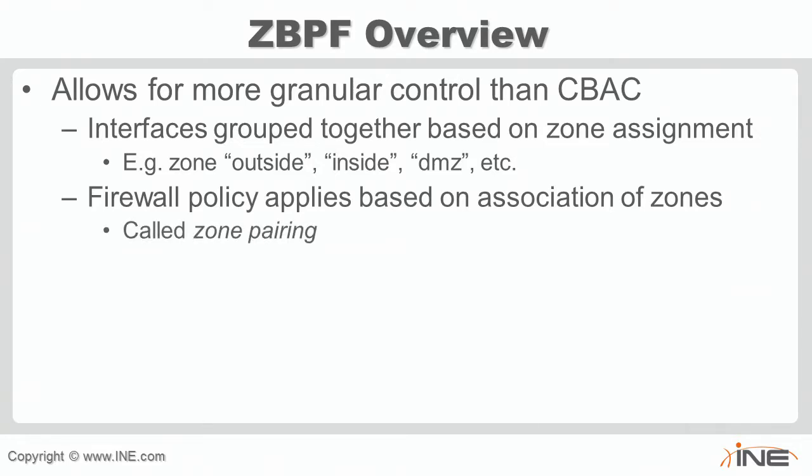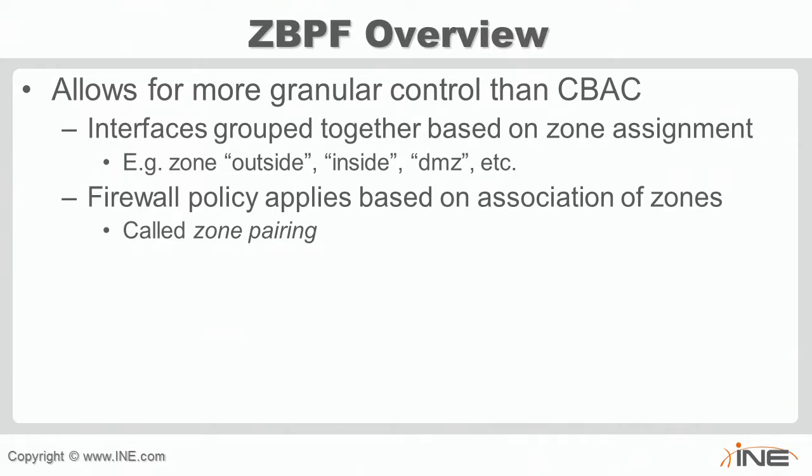Now, with the CBAC firewall, we previously saw that when we wanted to do an inspection, let's say from the inside network to the outside network, we would apply the inspect command either outbound on the outside interface or inbound on the inside interface. And then based on the actual traffic flow in the data plane, that's going to control what goes into the inspection table or the session table.